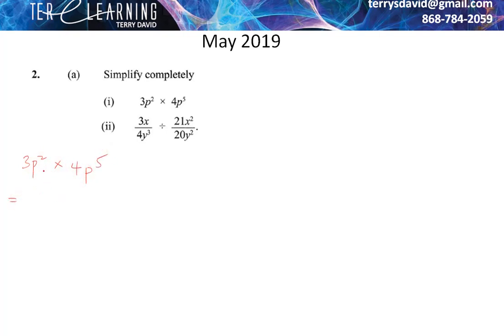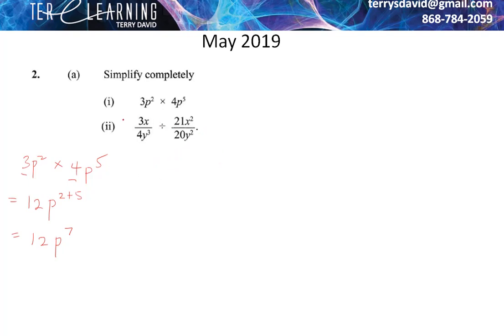Alright, if we have to multiply this, what we do, we multiply the constants first. So we take 3 and we multiply by 4, and we're going to get 12. And then p squared multiplied by p to the power 5 is equal to p to the power 2 plus 5, because I'm applying the laws of indices here. So this is 12p to the power 7, right? So that's the answer for part 1.